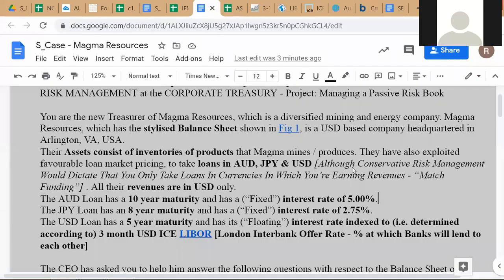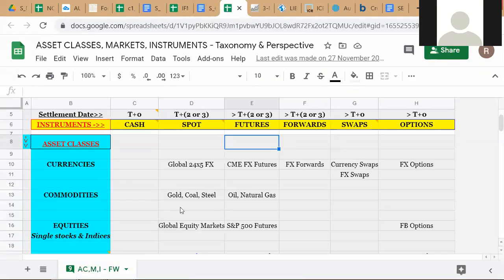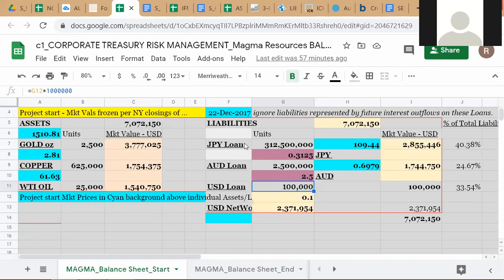You come back to this framework. How did you analyze? You looked at the balance sheet and then you looked at all the currency risks. You can take the spot currencies. So for currency spot, you looked at the balance sheet and said, okay, I've got a spot currency problem here, I've got a spot currency problem here.